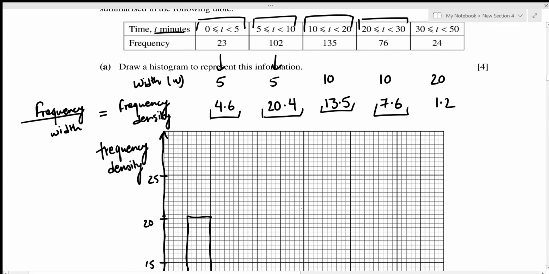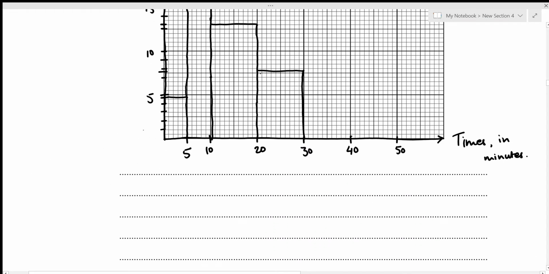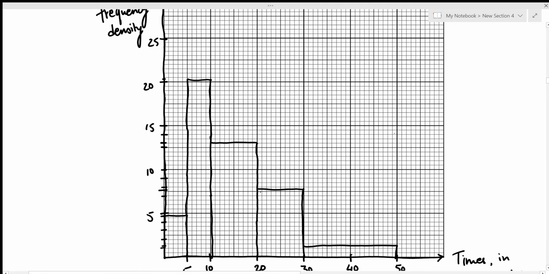All right, now for the final one, we have the range 30 to 50, and the frequency density is 1.2. All right, so this is 1, so 1.2 is just slightly higher than that. And we have the range of 30 to 50. So this completes the histogram. Again, make sure you guys use a scale and not draw it freehand.